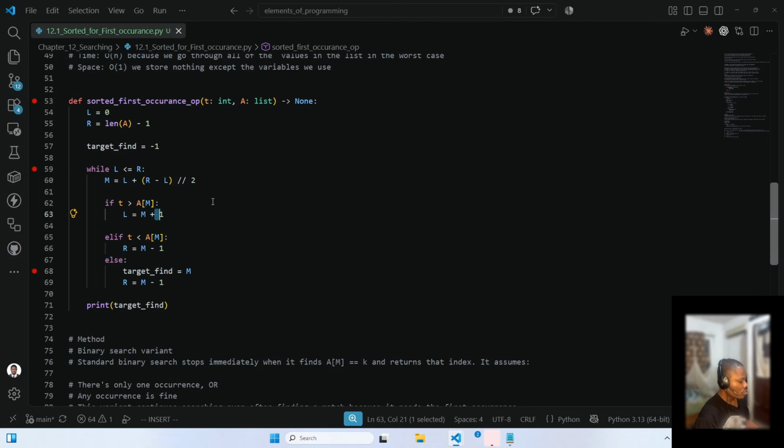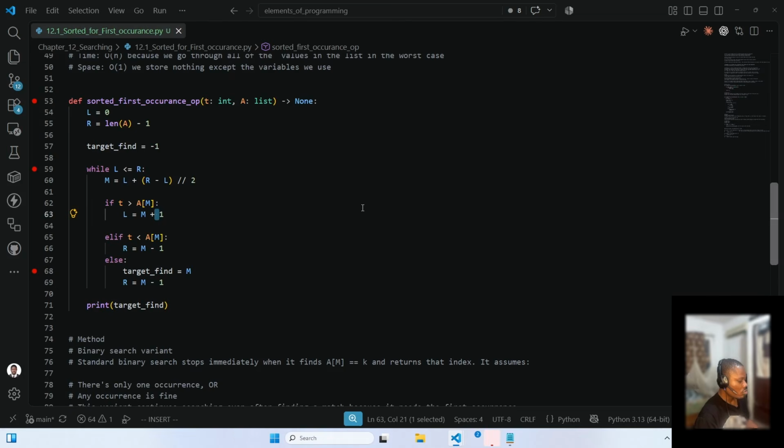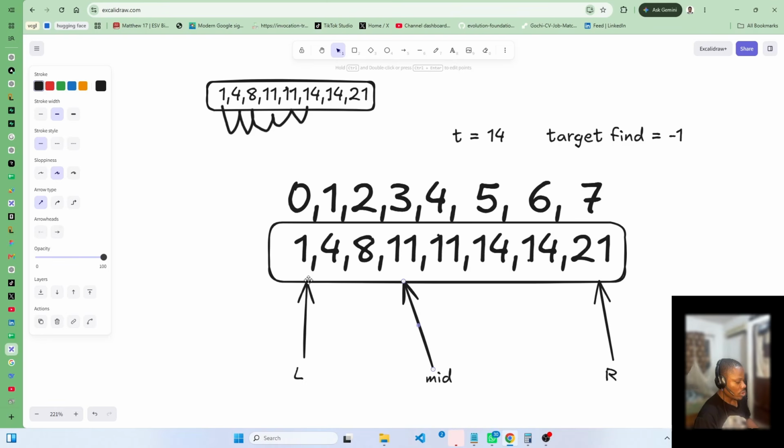So we then move ahead to say if t is greater than the value at the index of 3, the value at the middle m, then if t is greater than it, we run this line of code. We say L should move to m plus 1. So we take L over here and move it to m plus 1, which is going to be 4.